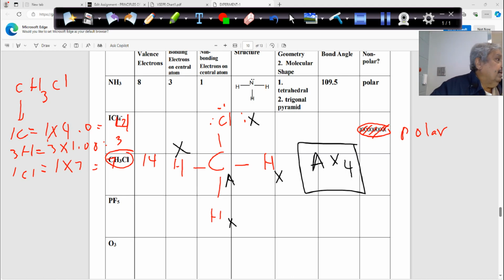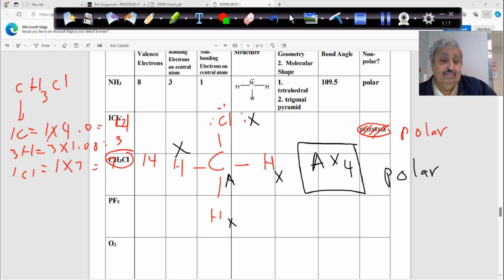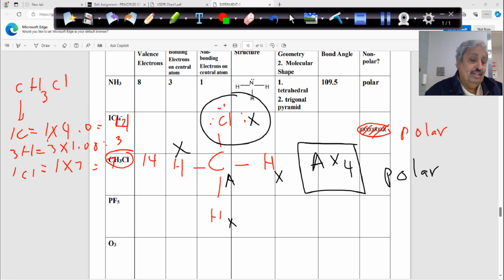Is this polar or non-polar? Polar. It is polar. Correct. If I convert this chlorine here to H, that will be non-polar, because that's symmetrical, all the terminal atoms are the same. But this one is polar. That's correct.